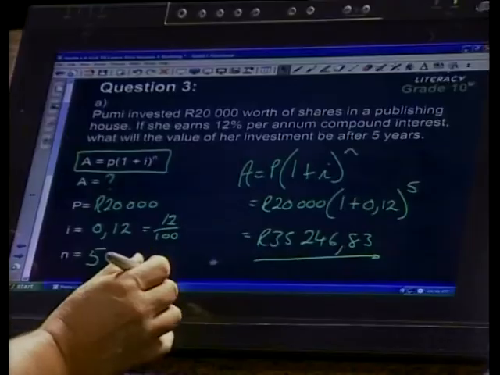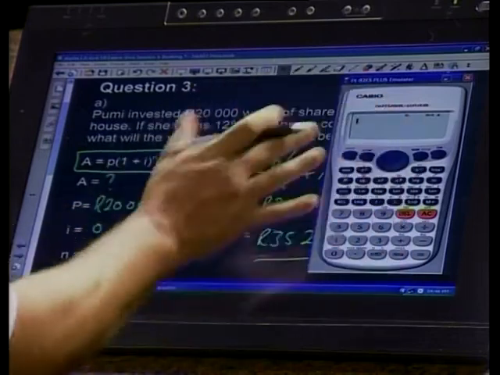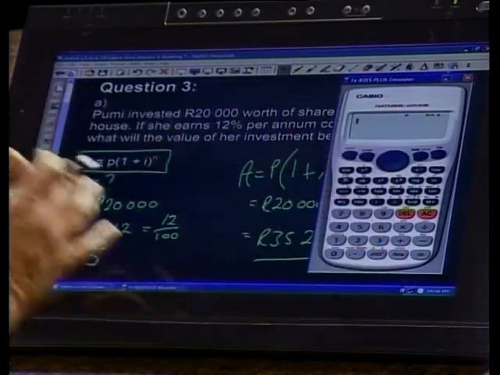Now, does that mean I can't have a fancy calculator like this one on the screen? No, not at all. I'm entitled to that kind of calculator. But the CAPS document is set out to say, you know what, not everyone can get one of these calculators, so we're going to change the whole syllabus and say every question that we set must be able to be done on a simple calculator.